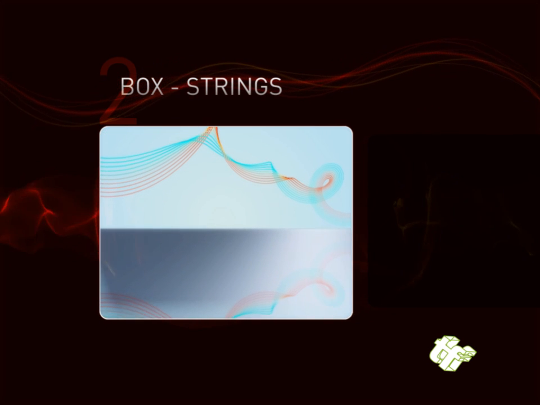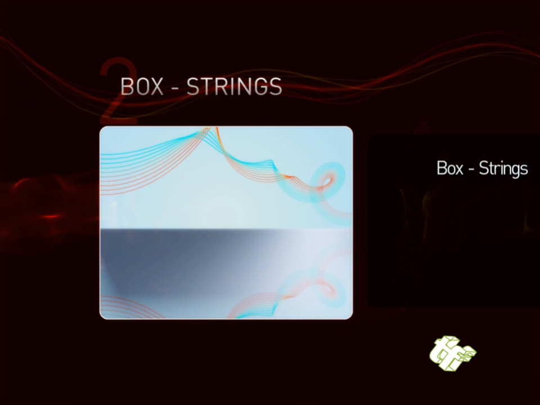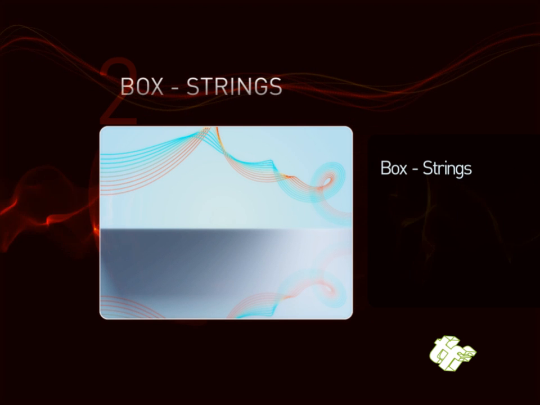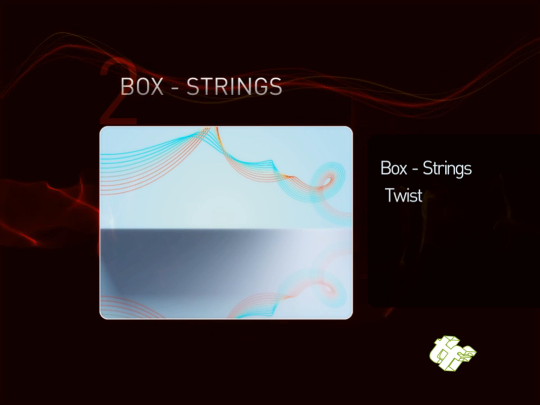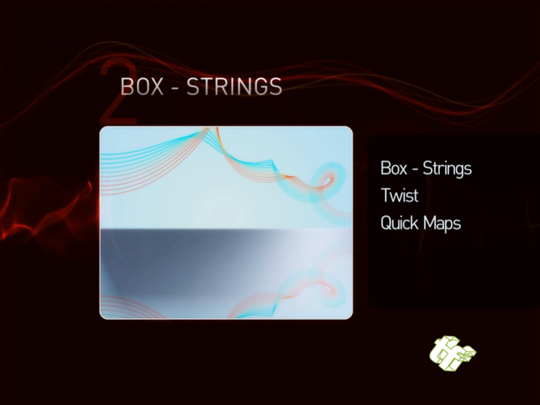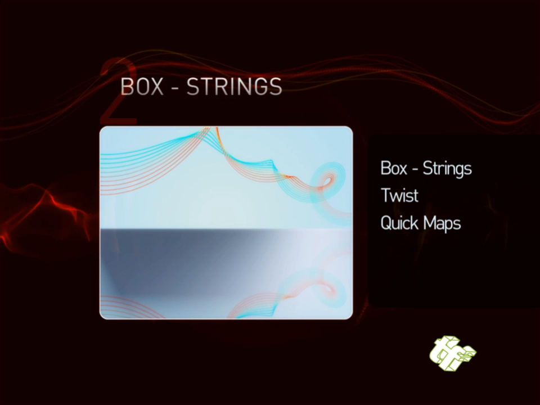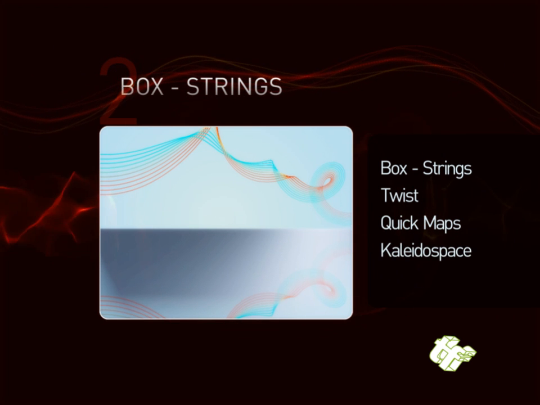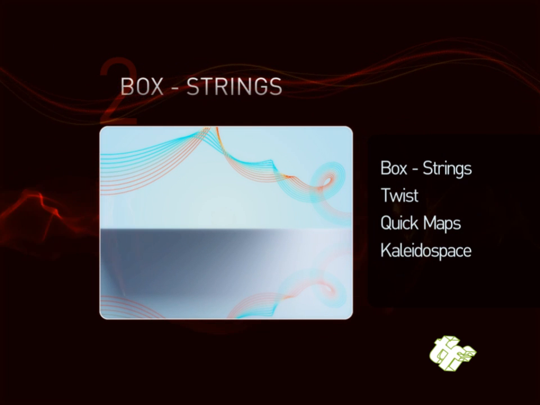Lesson number 2 is going to cover string settings. We're going to use box strings in the base form settings, and we'll get into things like twist and quick maps, and we'll also create a very cool looking reflection using the kaleidospace function of Trapcode Form.